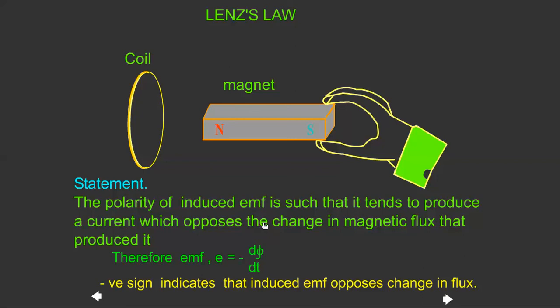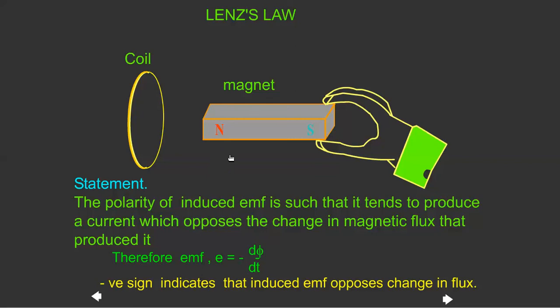Therefore, according to Faraday's law, the produced EMF is equal to the rate of change of flux. So this negative sign is from Lenz's law. So the cause for EMF is dφ/dt. This EMF opposes its cause. Therefore, the negative sign. That is, the negative sign indicates that induced EMF opposes change in flux.